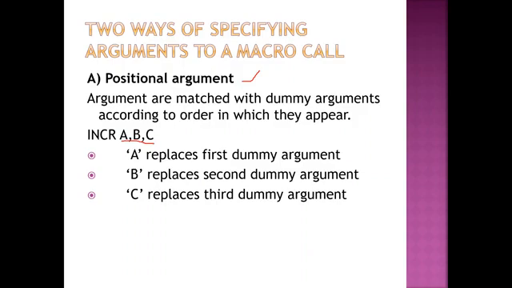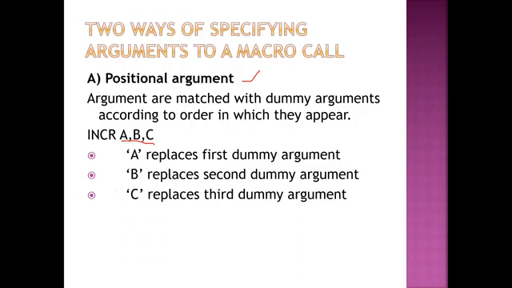So what is the problem here is, the arguments have to be matched with the dummy arguments. For example, my dummy arguments are x, y, z, which means A is equal to x, B is equal to y, C is equal to z. That is the meaning.